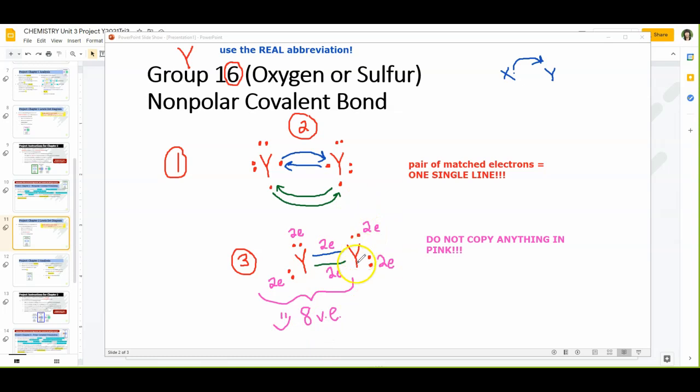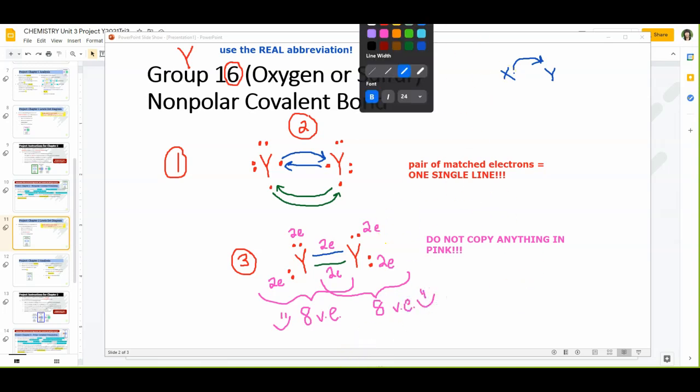Same thing with this Y over here. Again, it believes it has everything in the center. So it has the 2 on top, 2 over here, this 2 from the middle, and this 2 from the middle. So 2 plus 2 plus 2 plus 2. It also believes it has 8 valence electrons, a full octet, and therefore now this one is happy, and this is a stable bond. Again, don't copy anything in pink.